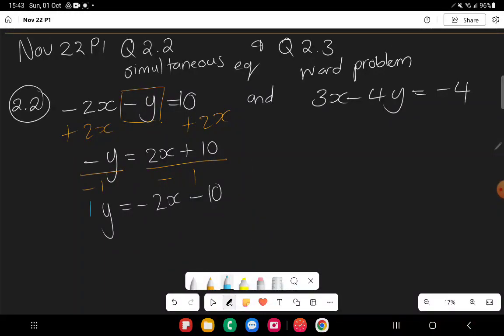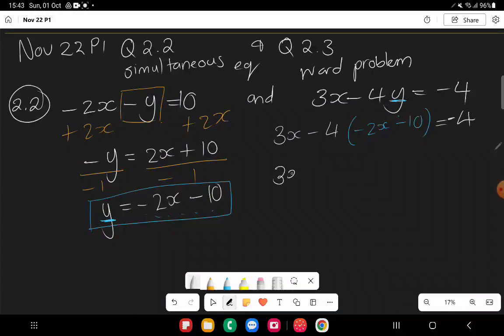Now that I have a statement that tells me the value of y, I can move on, and I'm going to substitute this everywhere I see y in the second equation, which is that one there. So let's do that. We're going to say 3x minus 4 times this value here, minus 2x minus 10, and that is equal to negative 4. Multiply that out. 3x plus 8x plus 40 is equal to negative 4. 3x plus 8x is 11x plus 40 is equal to negative 4.